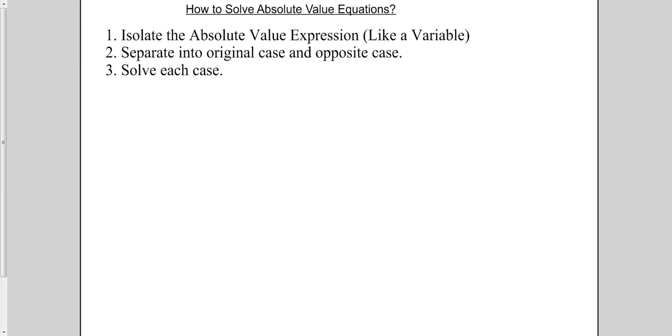So these 3 rules you need to write down. They're not really rules, but they're just a procedure for what we were just doing. So we want to isolate the absolute value expression, like if it was a variable. We want to separate into the original case, and we're really going to call the original case the case to the right. Right? We're adding whatever the distance is. And then the opposite case, that's the case to the left, where we're subtracting whatever that distance is. And then we're going to solve each case and get 2 answers for our absolute value.